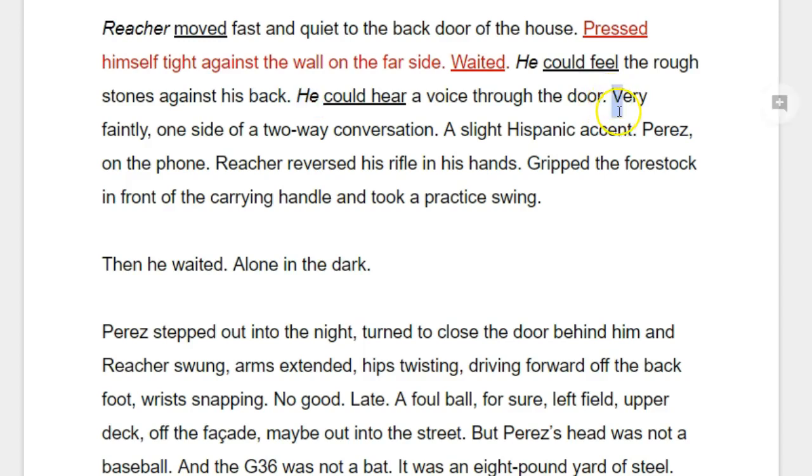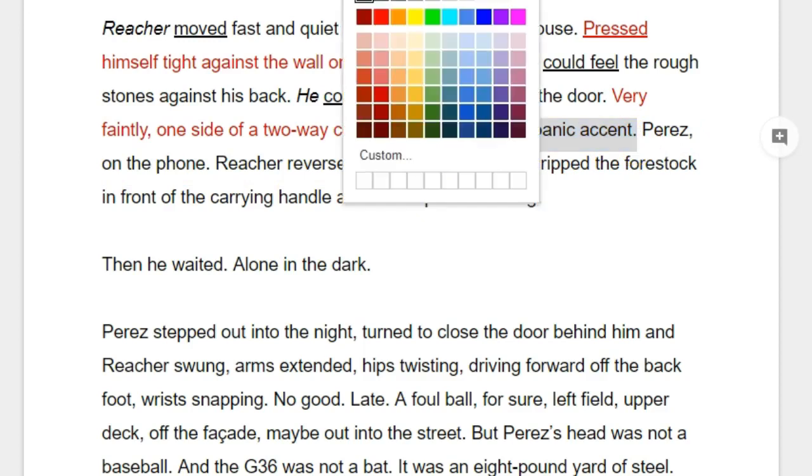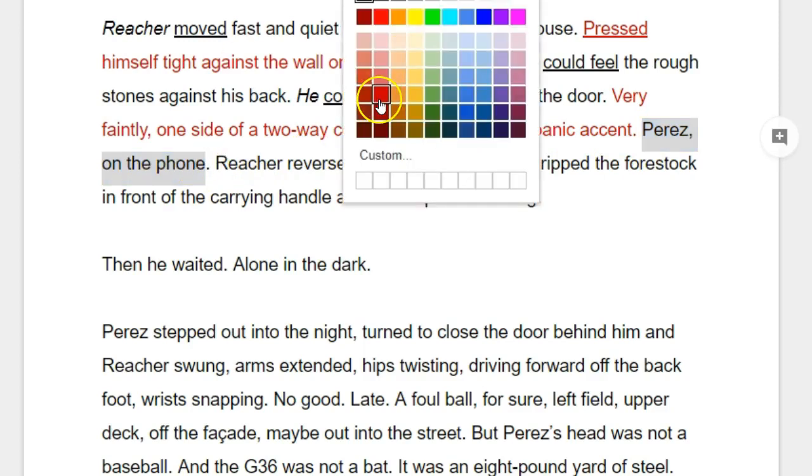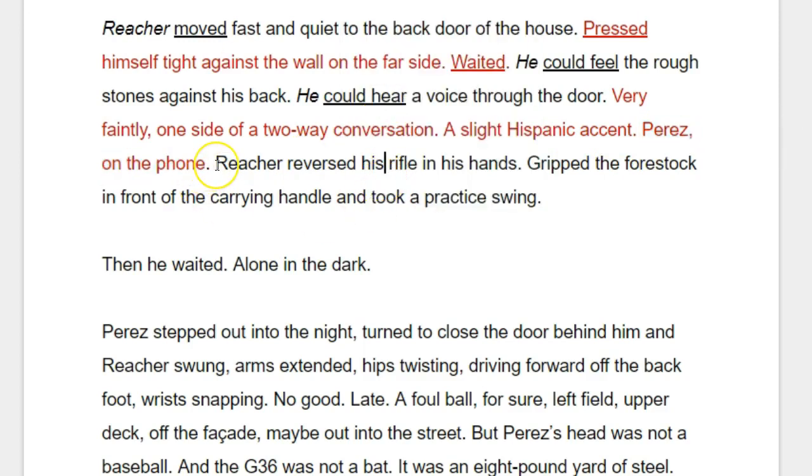Then we move on, very faintly, one side of a two-way conversation. No verb, that's a fragment. A slight Hispanic accent, another verbless fragment. Perez on the phone, and another verbless fragment. Three in a row. You know we writers love threes.